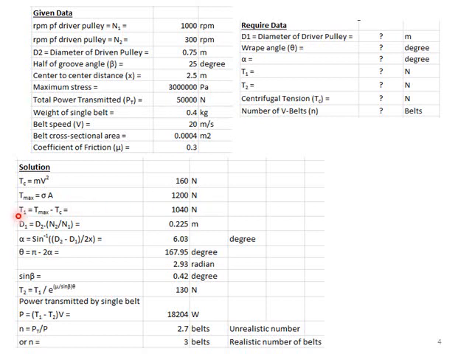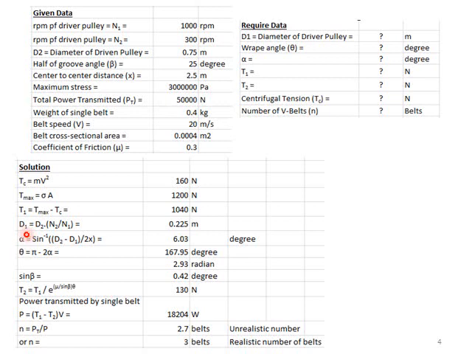The third formula, T1 is equal to T max minus Tc, is also taken from the previous lecture. It's nothing new, just subtract 160 from 1200, and we will get 1040.